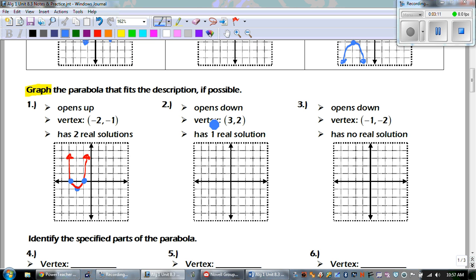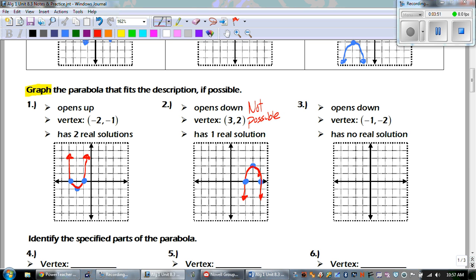All right, let's look at the next one. Next one opens down. The vertex is at (3, 2), and it has 1 solution. So if I go to (3, 2), my graph has to go down and only has 1 solution. So I can go like that. Does that mean 1 solution because it only crosses once? No, because this other point, you drew an arrow, guys. So the arrow means it keeps on going. So guess what? This is not possible. There's no way you can do that.